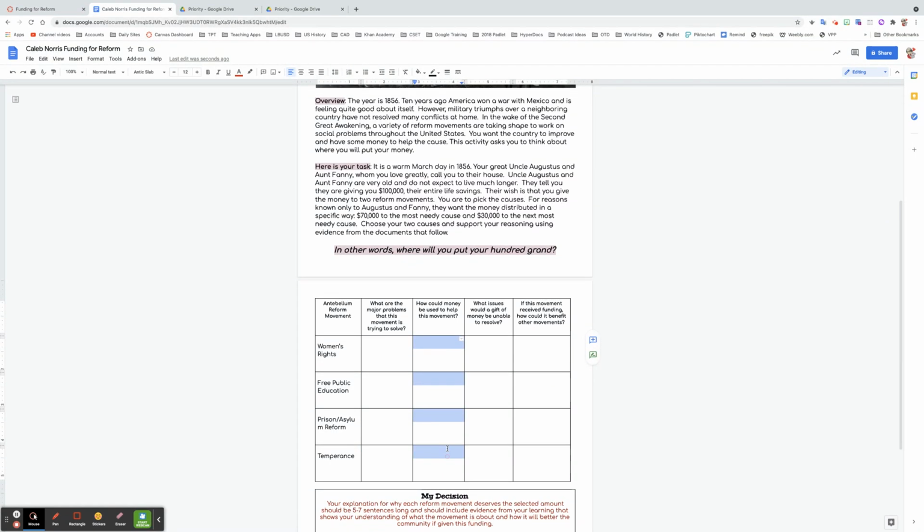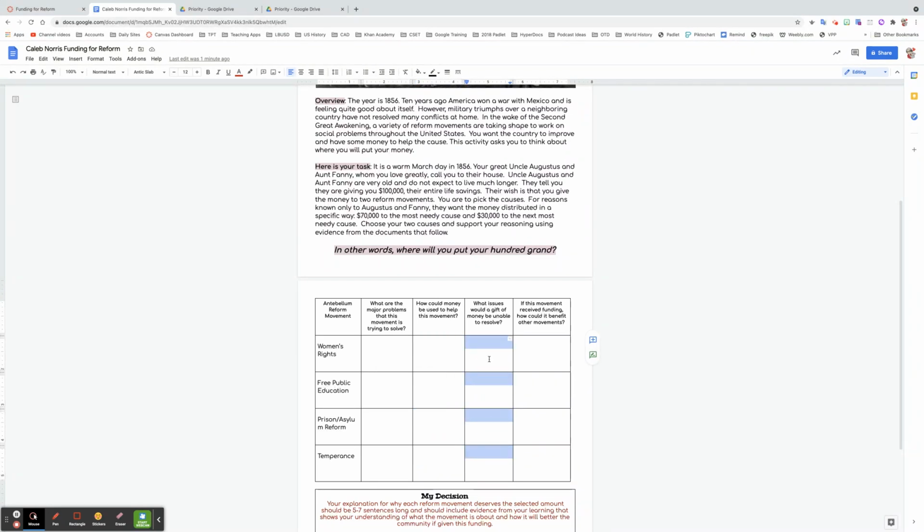Okay. In the second column here, how could money be used to help this movement? So the whole point of this is you are giving them money. What do you think this money is going to do to help further the movement along, to help it be more successful? What kind of programs could that money be used to finance? What kind of materials could it be? Pamphlets about the movement, maybe protest materials like protest signs, gathering people together and renting out a space for meetings. Like, what are the different ways that the money could help with this movement?